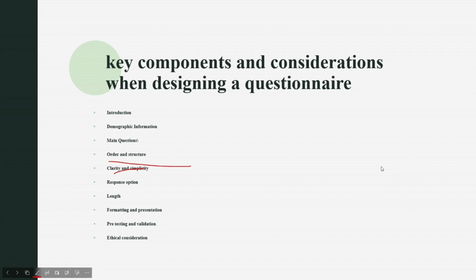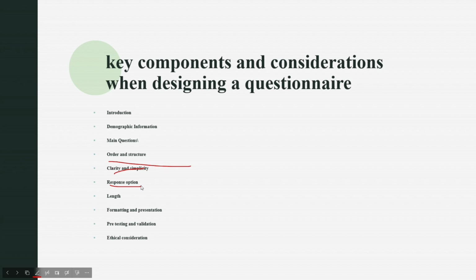comprehension. Then response options. Provide response options that cover a range of possible answers to each of the questions, and ensure that the response options are mutually exclusive and collectively exhaustive. Use a balanced response scale and avoid introducing bias through the wording or order of response options.